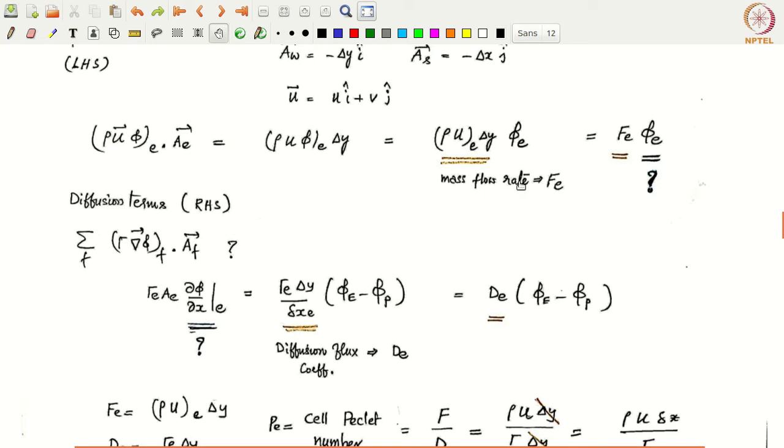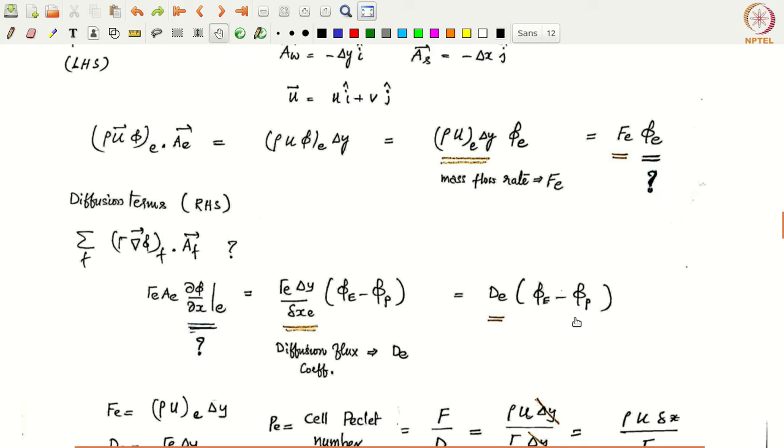Now, just like we have used a notation for the mass flow rate, that is multiplying phi little e as Fe, let us introduce another term for the coefficient that is multiplying phi capital E and phi capital P, the diffusion flux coefficient, that we call d sub e. This is the diffusion flux coefficient on the east face, basically gamma e delta y by del x e, right? So if I plug in this, we can rewrite this equation as d sub e times phi east minus phi p.